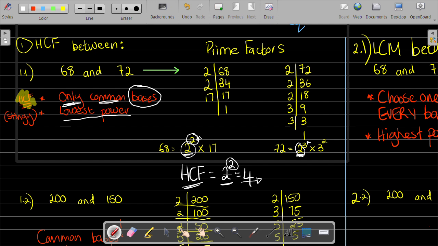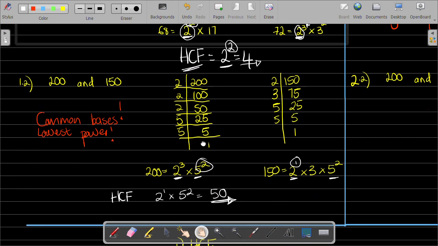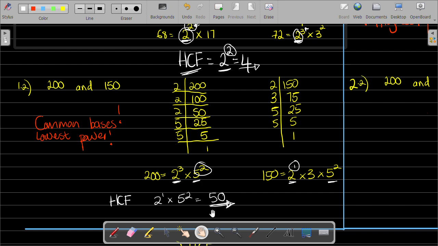Can I do one more example with you? Okay, so let's have a look at between 200 and 150. So let's have a look here. Again, what did I say? You start off with listing your prime factors, right? And the product of it, which will be helpful.